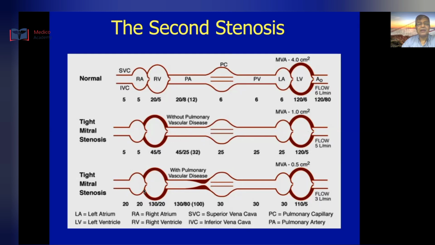But as the mitral stenosis worsens, there is a further rise in the right ventricular pressure, and the systolic pressure may become equal to the systemic pressure, and this leads to pulmonary vascular disease, which is called the second stenosis. And this second stenosis causes a rise in the pressures on the left side, and as a result, the flow is reduced because of the decrease in the mitral valve area further, and it affects the cardiac output.